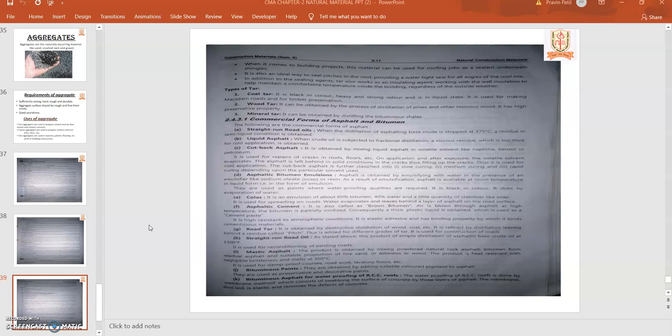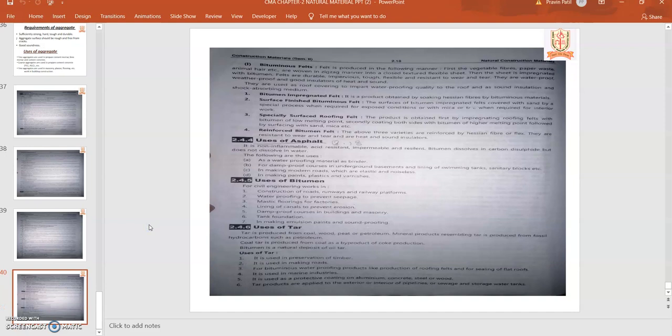Then bitumen paints, they are obtained by adding a suitable colored pigment to the asphalt. They are used as a preservative and decorative paint. And last one, that is bituminous asphalt for the waterproofing of RCC roof. The waterproofing of RCC roofs is done by the membrane method, which consists of swabbing the surfaces of concrete by 3 layers of asphalt. The membrane thus laid is elastic and removes the defect from the concrete.